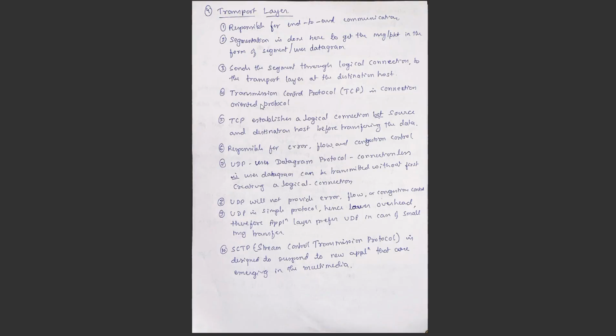Now, for the segment through the logical connection, the protocols under this layer are TCP and UDP. TCP stands for Transmission Control Protocol, UDP stands for User Datagram Protocol. The difference is that TCP is a connection oriented protocol, but UDP is connectionless. Since it is connection oriented, TCP is slow but UDP is fast. But since it is fast, it doesn't mean that UDP is reliable. TCP is reliable, UDP is not reliable.